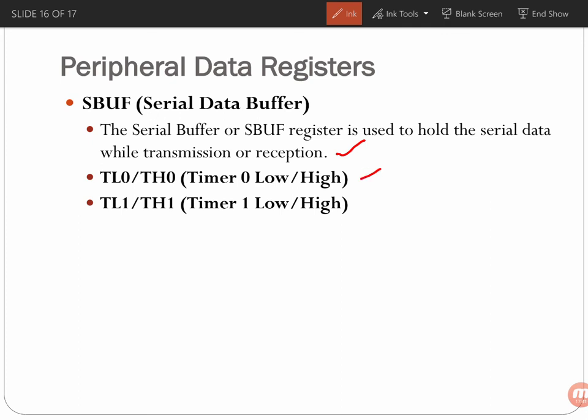And next are TL0 and TH0. Timer 0 consists of 2 SFRs, TL0 and TH0. TL0 is the lower byte and TH0 is the higher byte, and together they form the 16-bit timer 0 register. The same applies to TL1 and TH1, which are the lower and higher bytes of timer 1.